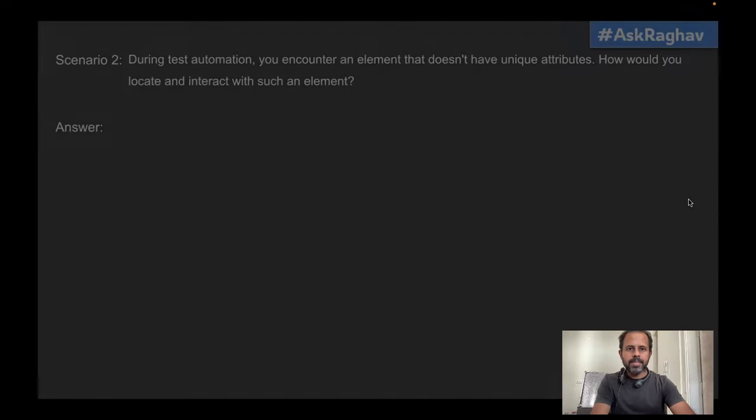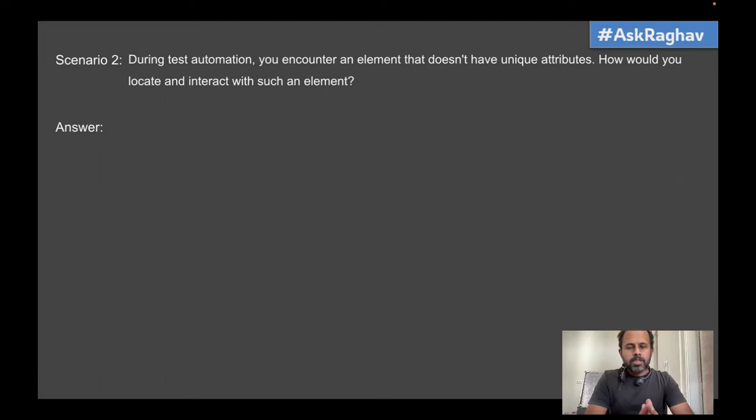Coming to the next scenario. During test automation, you encounter an element that does not have a unique attribute. How would you locate and interact with such an element?